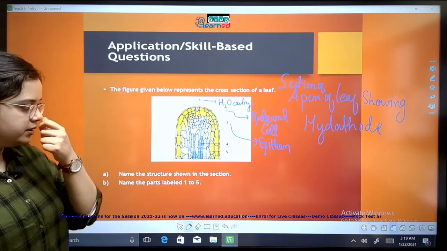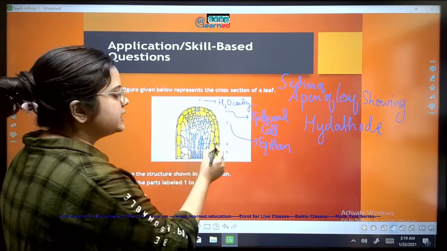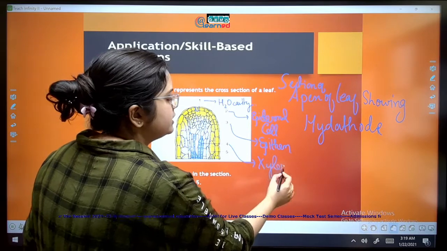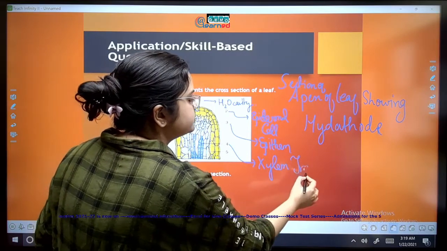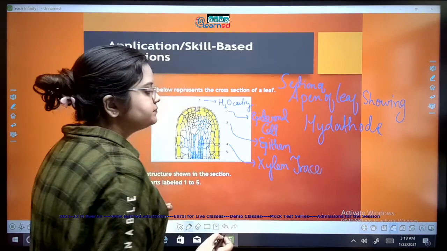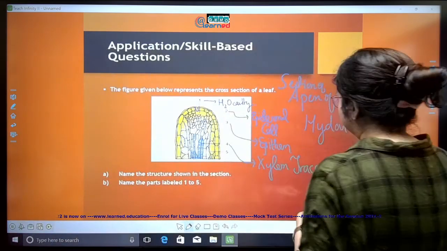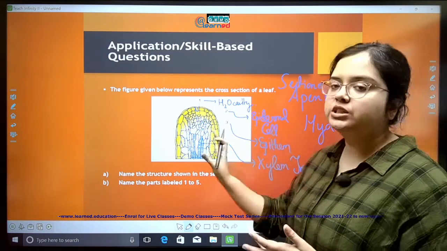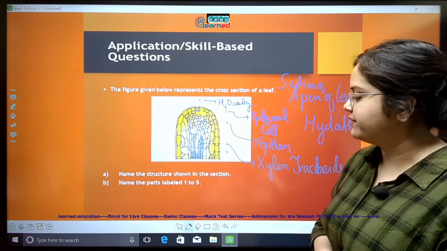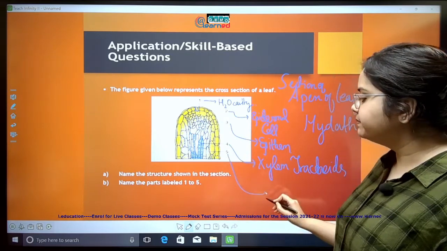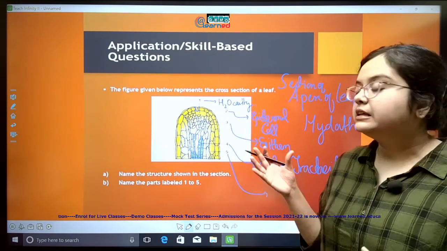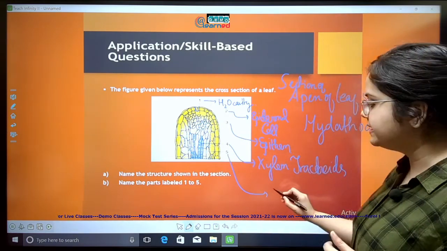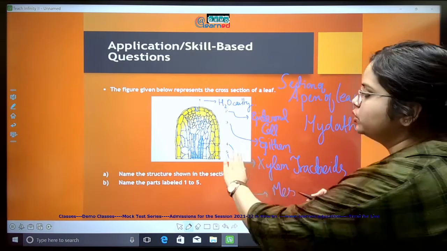4 will be what? 4 will be the vascular bundles, xylem tracheids, okay. These are carrying the water. The root pressure is quite high. So what is happening? This water is just going out into the water cavity. And number 5, what is number 5? These are the parenchymatous cells. You can say these are the mesophyll cells which are just below the epidermis.